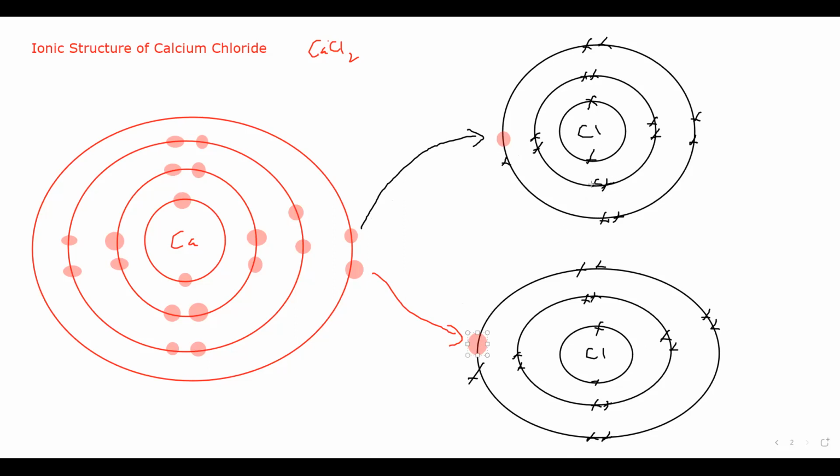Why not 2? Because it already has 7, so it only needs 1 electron. So this electron is transferred to chlorine and will not be here. So what is the charge on calcium? Because it loses 2 electrons, it is plus 2. And each chlorine gains 1 electron, so minus 1. And this is the ionic structure of calcium chloride.